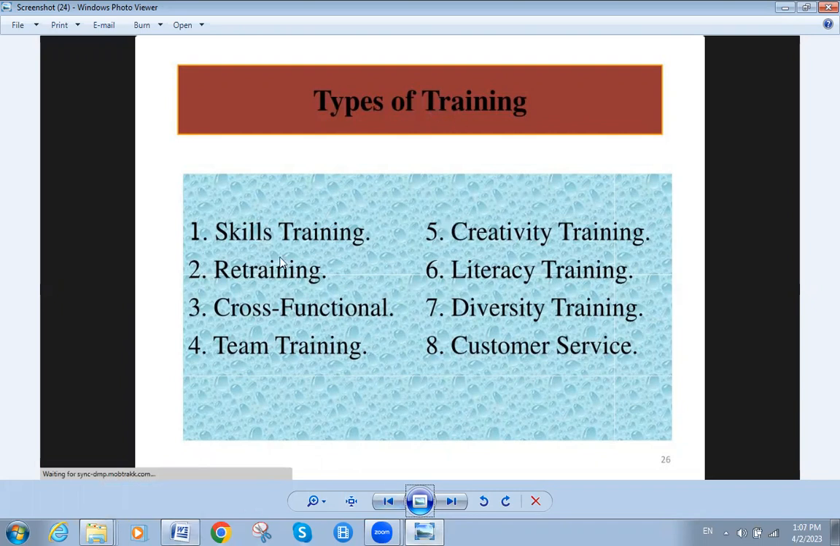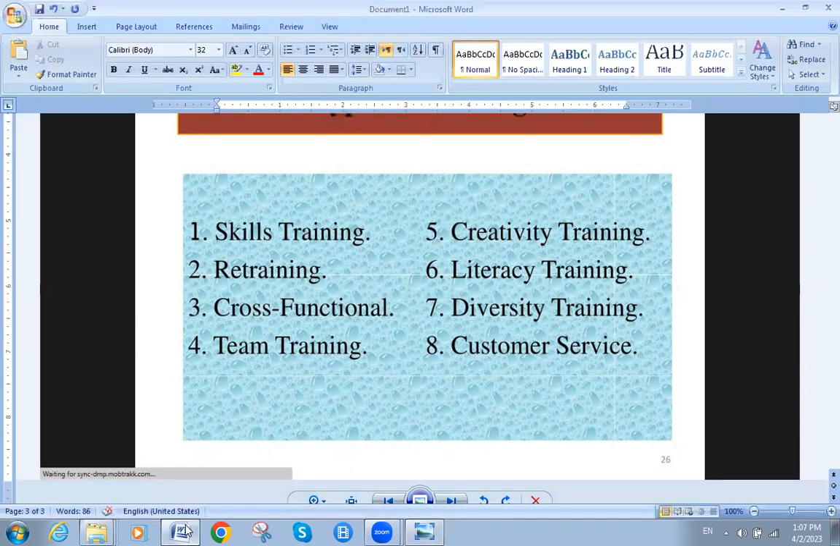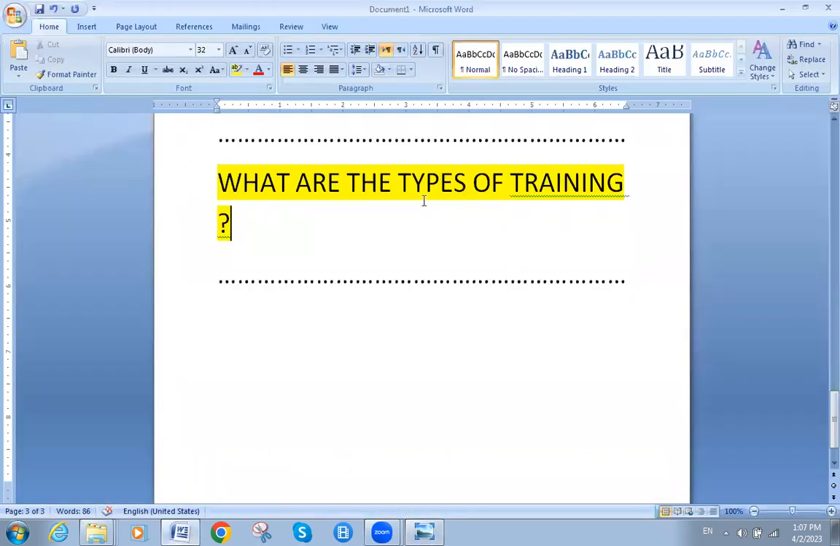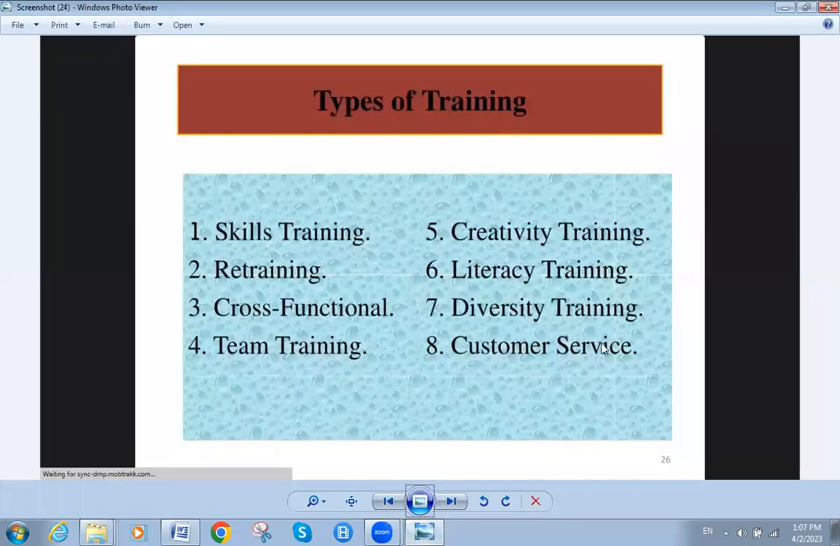Please work on it right now. We resume after you write it in your notebook. You can also use the chat box, but I prefer that you write it in your notebooks. The answer is those 8 types, and I will send it to you in the PowerPoint.